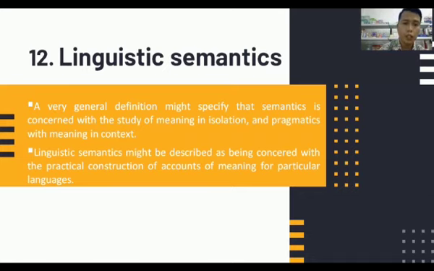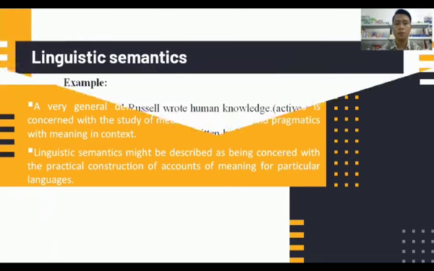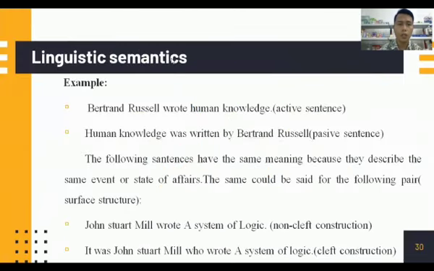From my slide, I also define that a very general definition might specify that semantics is concerned with the study of meaning in isolation and pragmatics with meaning in context. So semantics is meaning in isolation and pragmatics is meaning in context. In general, linguistic semantics might be described as being concerned with the practical construction of an account of the meaning of particular languages.